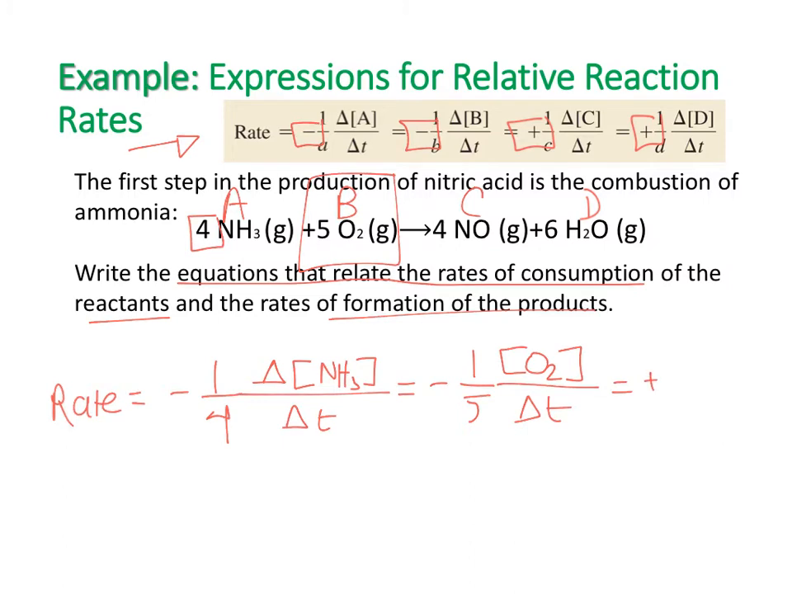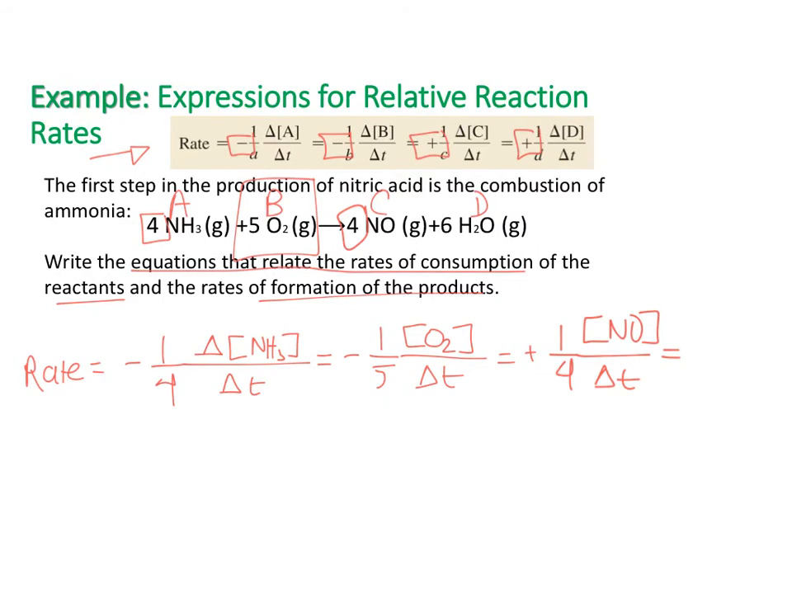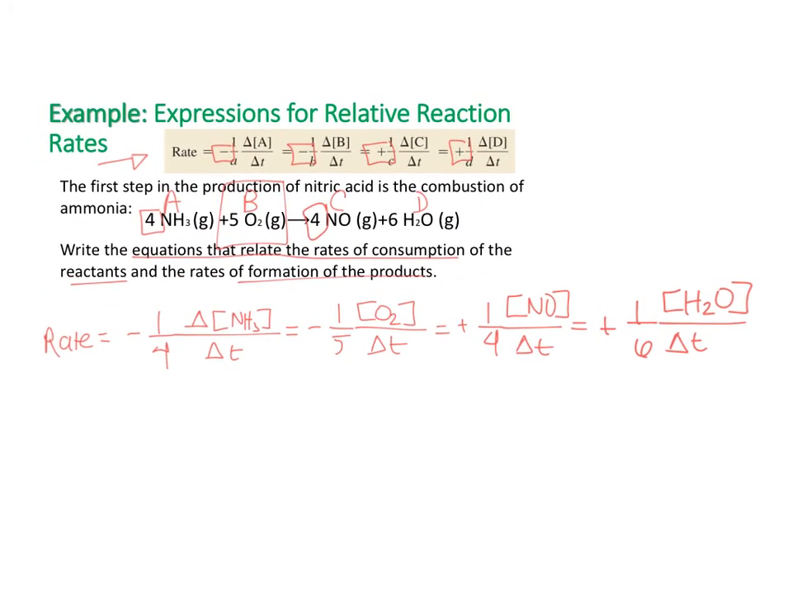And for our first product, it would be 1 over 4. Then our product is NO. And you pretty much get the point, so I'm just going to write this. And that would be us relating all of the rates of consumption to the rates of formation together. So just remember those negative signs versus the positive signs for the products.